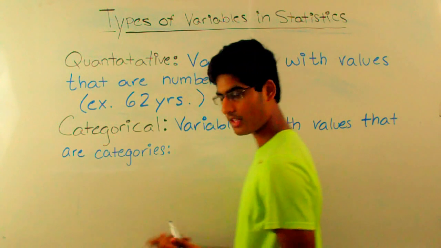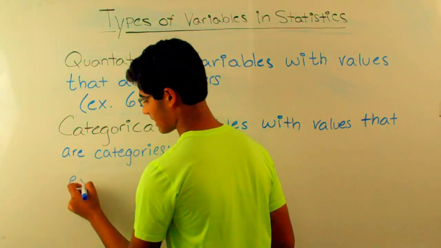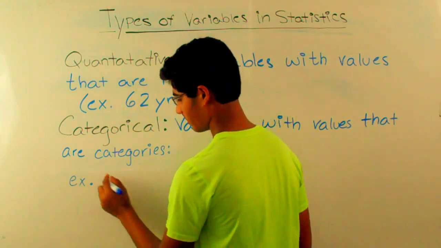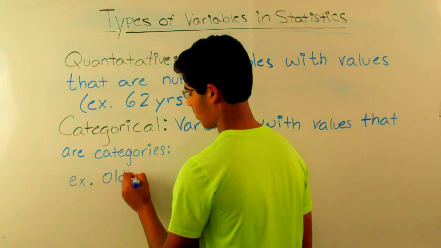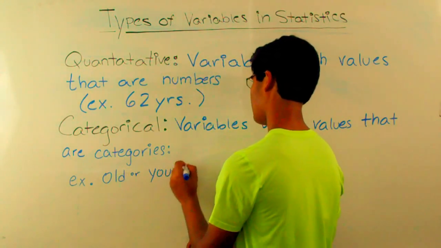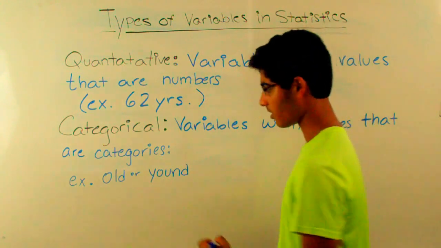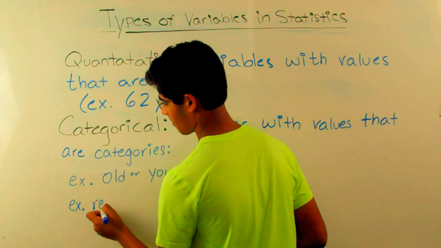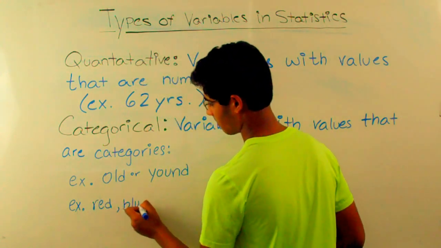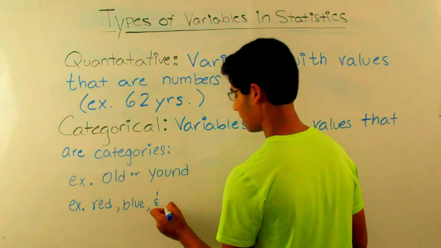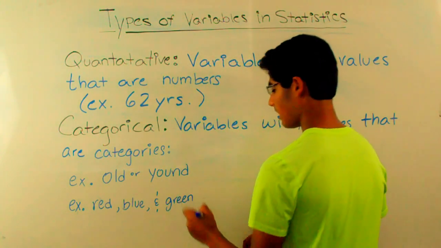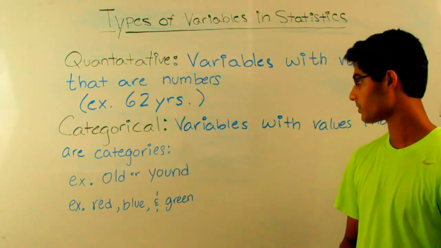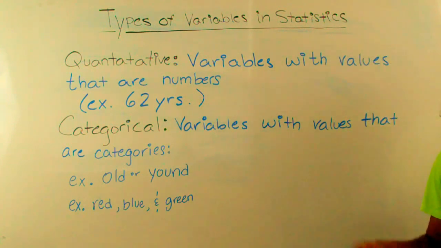Let me give you an example of these. For ages, like in the example above, we can have old, whoops, that's not how you spell old, old or young. Another example are the colors. So we could have red, blue, and green. And so these are categories in themselves, and that's why they're categorical variables. So these are variables with values that are categories.